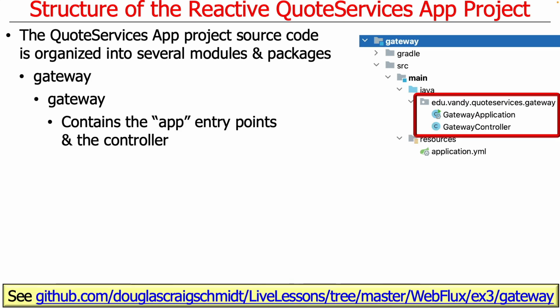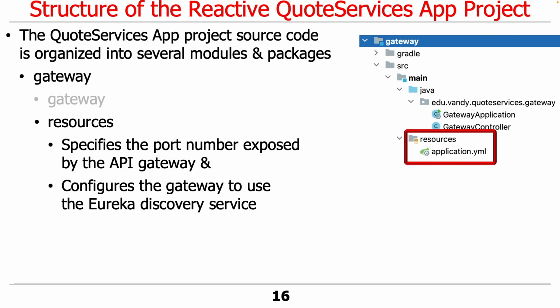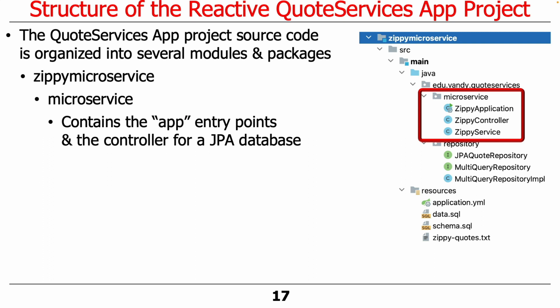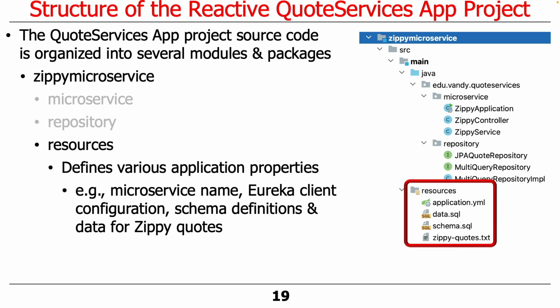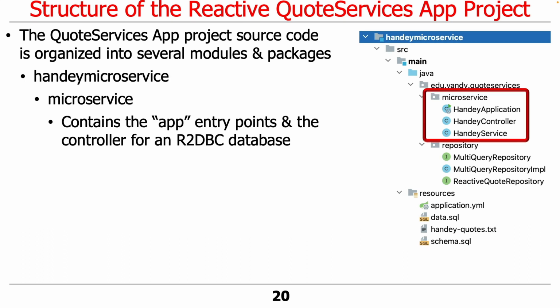The gateway is the master of ceremonies that keeps track of the registered microservices and uses Eureka to figure out where they're running. And again, it's got a YAML file that configures everything it needs to do its job, which is really cool. I'll talk more about that. We might or might not get to that today, but we'll get to it next time. Then we've got the microservices. We've got the Zippy microservice, which is the one that uses the JPA and synchronous. It uses a synchronous database, but an asynchronous wrapper around that. And then we've got resources to set and configure all this stuff to work with Eureka and so on.